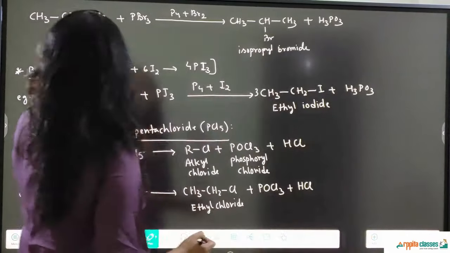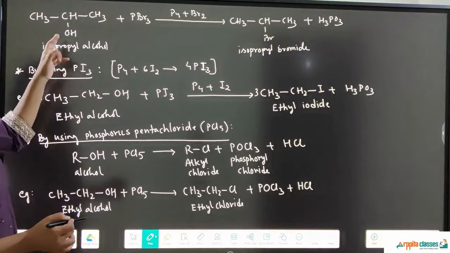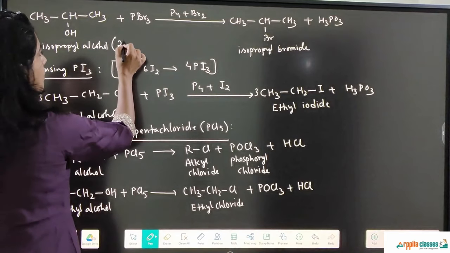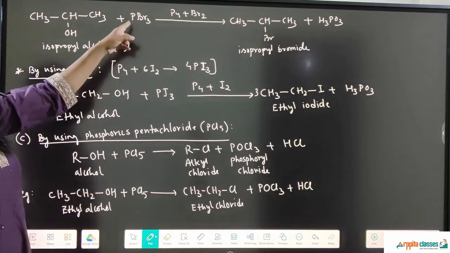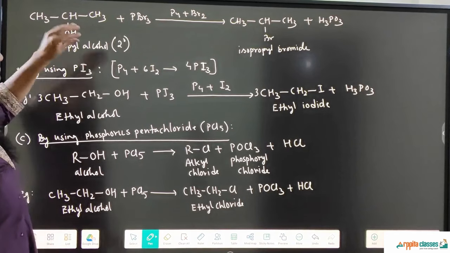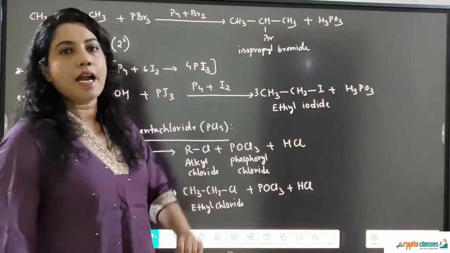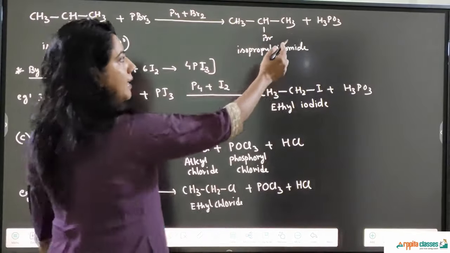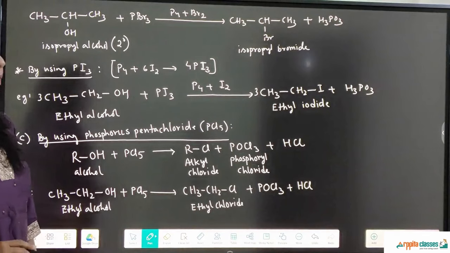Yeah, so now here it is isopropyl alcohol, which is a 2 degree alcohol. We are treating this with PBr3. Again, PBr3 is coming from P4 and Br2. The OH will be substituted by Br, that is isopropyl bromide we are getting, and the byproduct is H3PO3.